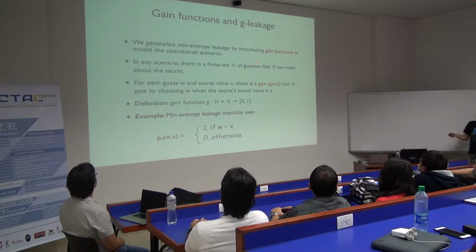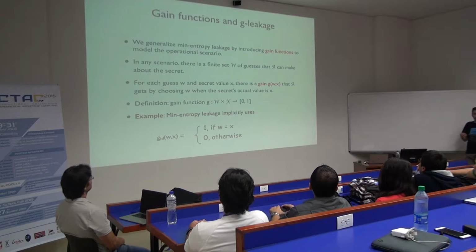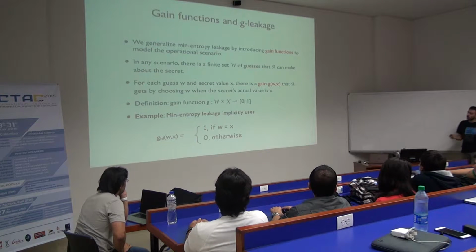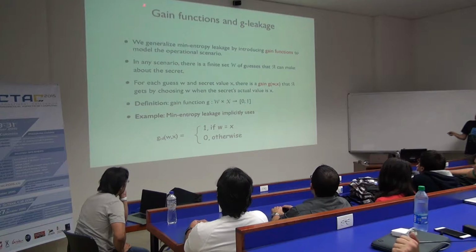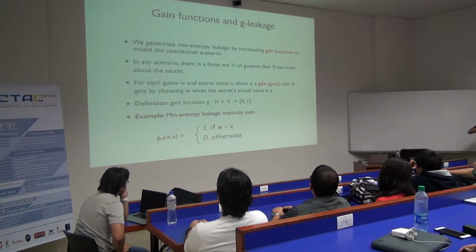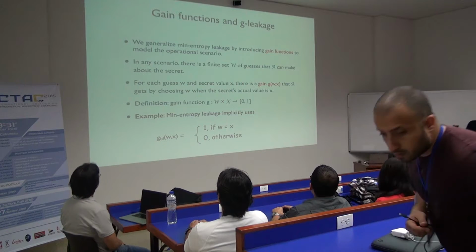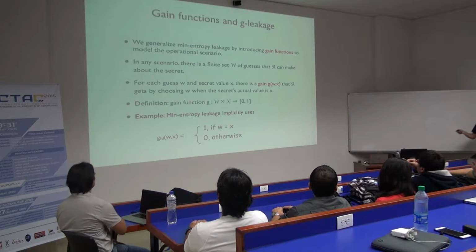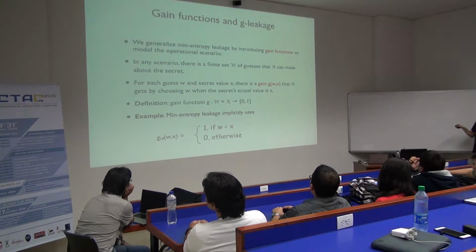So this brings us to this framework of G leakage. G leakage will be this leakage metric parameterized by something, and what it will be parameterized by is this notion of gain function. So the idea was to start from mean entropy, look at the operational scenario of mean entropy, but then introduce some parameters that allow some flexibility.